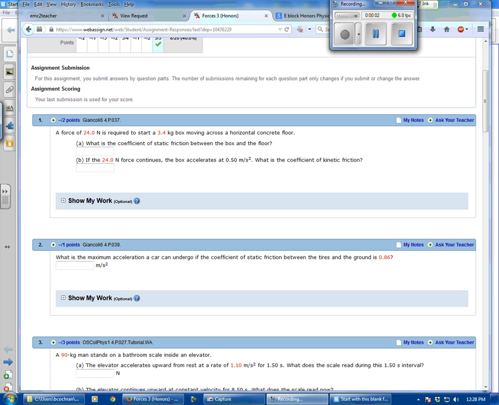We're going to start with number 1. A force of 25 newtons is required to start this box moving across the horizontal concrete floor. What is the coefficient of static friction between the box and the floor? Okay, the box accelerates at this. What's the coefficient of kinetic friction?